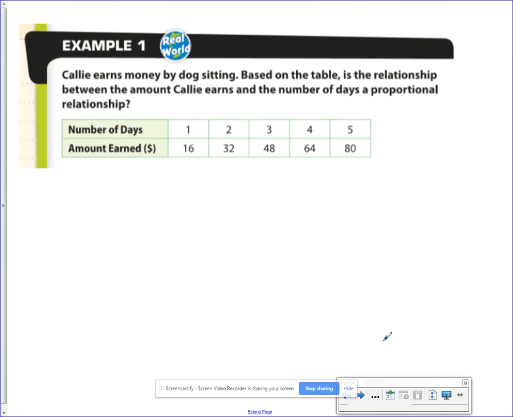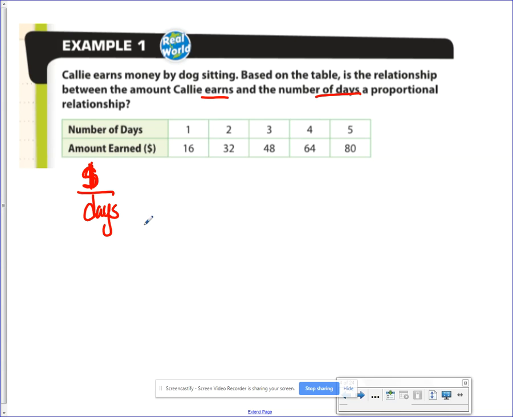So let's take a look at a few examples here. Here's the first one. Callie is earning money by dog sitting. Here's a table that shows the relationship between the amount Callie earns and the number of days. And so our job is to determine, is this a proportional relationship? Okay, so we're talking about the money and the days. And so how we are going to write our unit rates here is we're going to put the money on top and the days on the bottom, okay?